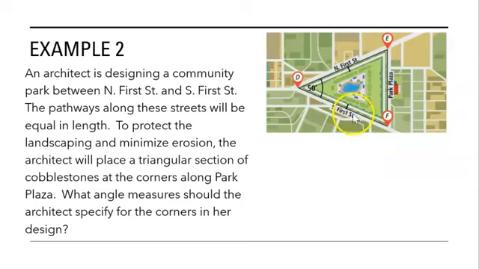So let's look at this picture. We have South 1st Street here, and we have North 1st Street here. And they have to be equal, these sections here and here. So what we know is that this is an isosceles triangle, which means that this angle, angle E, has to be congruent to angle F because of our isosceles triangle theorem. So we're going to use what we know about triangles to figure out what those 2 angle measures should be.